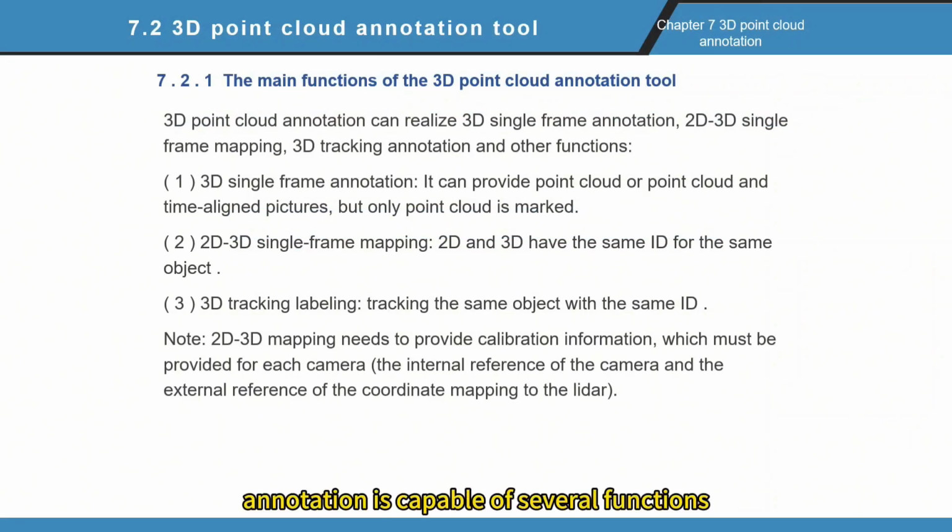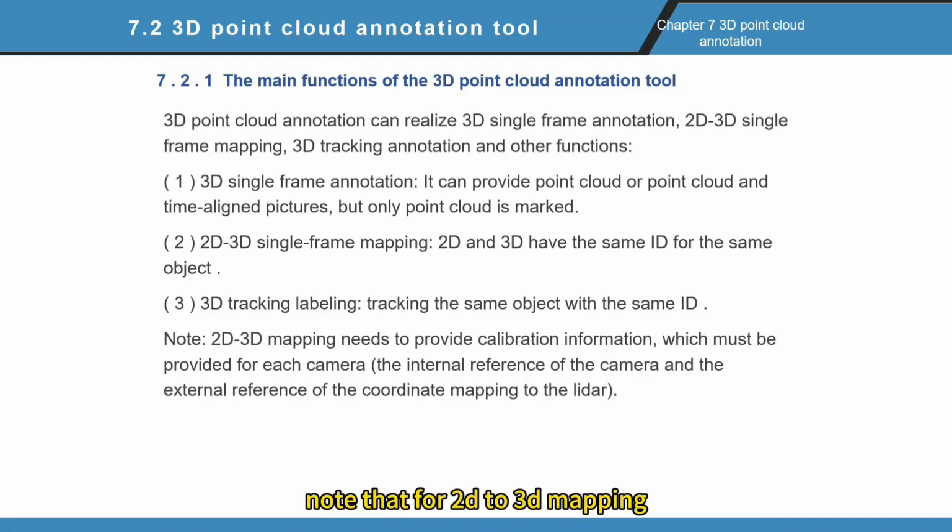3D point cloud annotation is capable of several functions. It can achieve 3D single-frame annotation, 2D to 3D single-frame mapping, and 3D tracking annotation. For 3D single-frame annotation, it can use point cloud or both point cloud and time-aligned pictures, but only the point cloud is marked. In 2D to 3D single-frame mapping, the same object has the same ID in both 2D and 3D. And in 3D tracking labeling, the same object is tracked with the same ID.